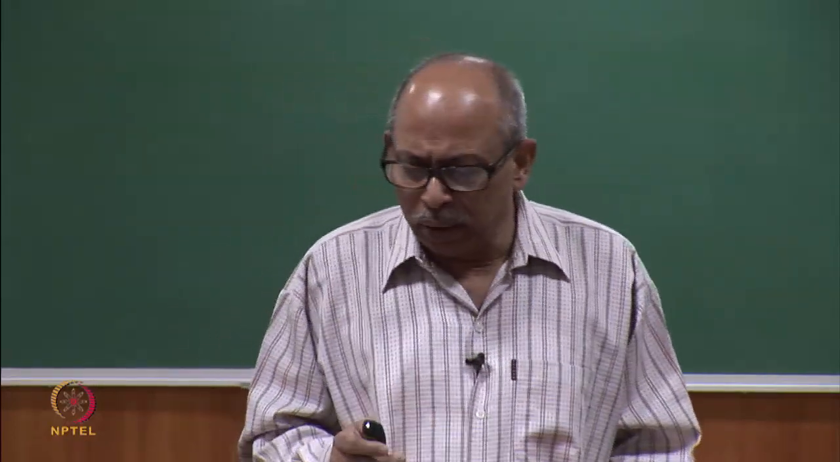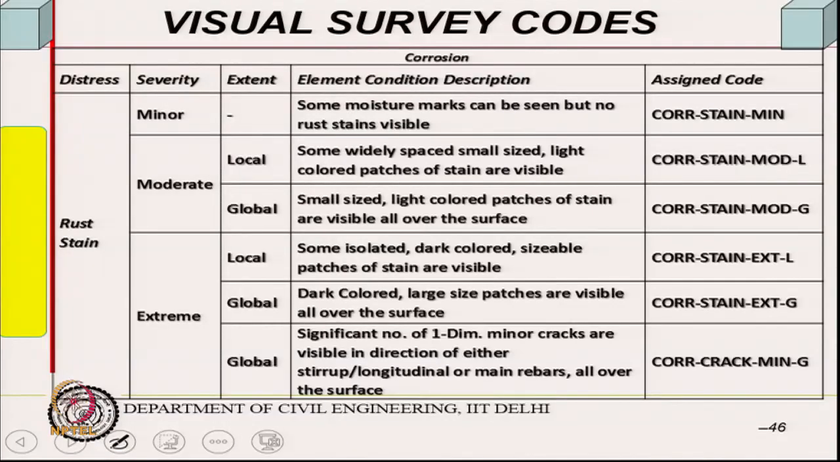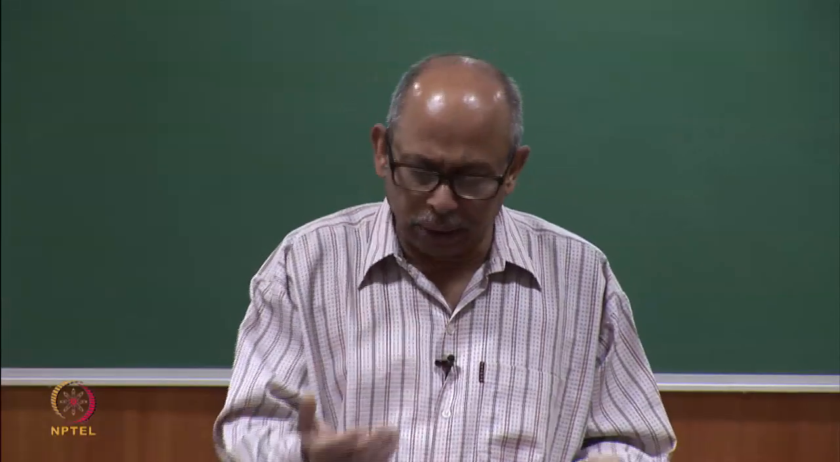So, one can record this visual survey through visual survey codes. For example, as I said, I think I must have mentioned earlier, this is for corrosion. So, you can talk about minor, moderate, extreme severity. Then the description, which I have talked about earlier once, and I am saying it again, and you can do the code like this. So, somebody doing a visual survey can use this kind of code which I talked about earlier.